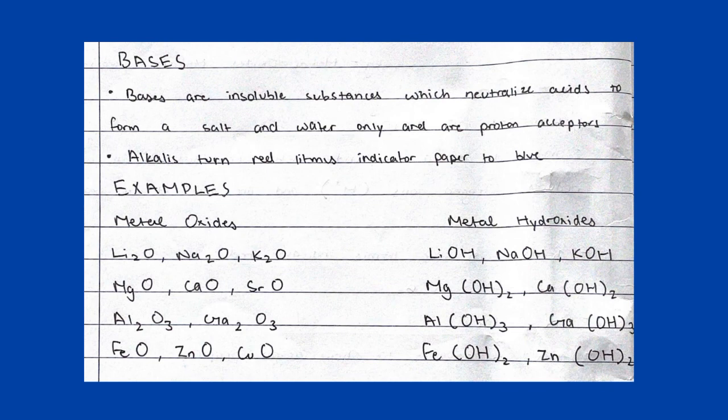Bases are insoluble substances which can neutralize acids to form salt and water. Alkalis are bases that can dissolve in water. When they dissolve in water, they produce OH minus ions, and as a result, they're known as proton acceptors. They turn red litmus indicator paper to blue. Some examples of bases would be metal oxides and metal hydroxides, such as magnesium oxide and lithium hydroxide.